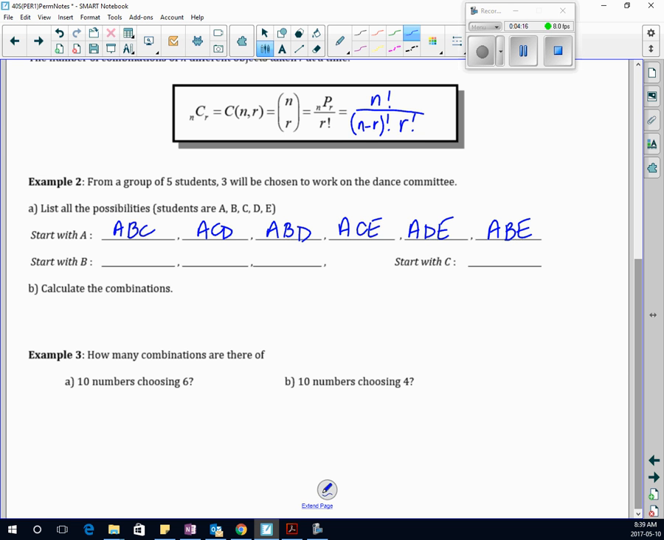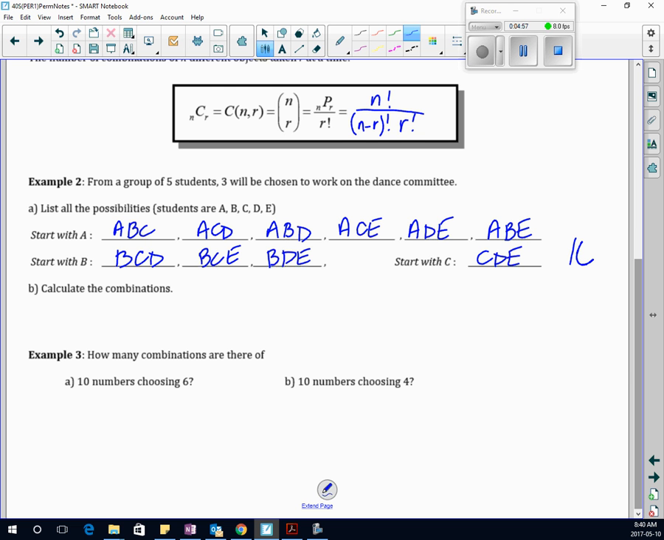How about starting with a B? Remember, these are committees, so the order doesn't matter. So I can't say BAC because I already have ABC. Does that make sense? So B, C, D, we don't have. B, C, E, we don't have. And B, D, E, we don't have. And the one with the C, C, D, E. So how many do we have? 1, 2, 3, 4, 5, 6, 7, 8, 9, 10.